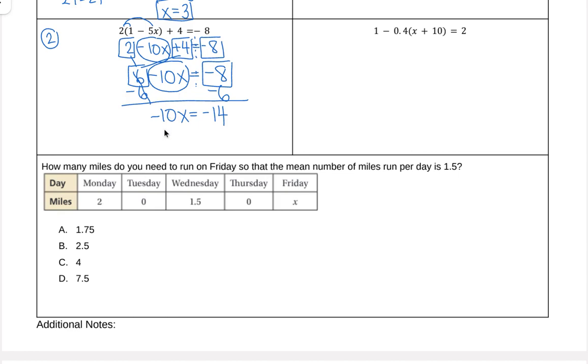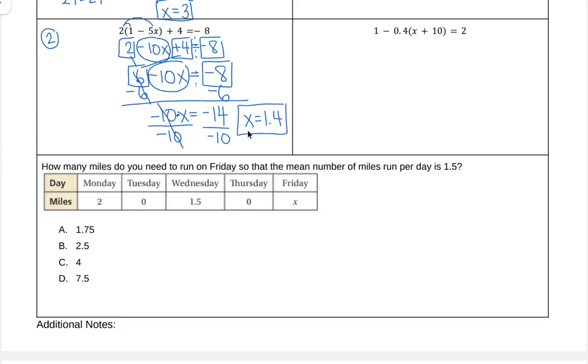Okay, then I'd say I'm on my last step, step number 4, and I'm going to undo using the inverse operation. Well, this is currently being multiplied, so I'm going to use division to be able to cancel that out, and I'm going to end up with x equals 1.4.